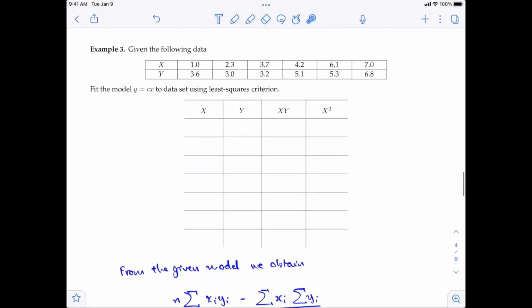So I have this table of values here, and I'm going to fill in the information. You can use the calculator, do it by hand, or use the Excel spreadsheet to help with the calculations. So the x values are 1, 2.3, 3.7, 4.2, 6.1, and 7.0, or just 7 for that matter. The y values are 3.6, 3, 3.2, 5.1, 5.3, 6.8.